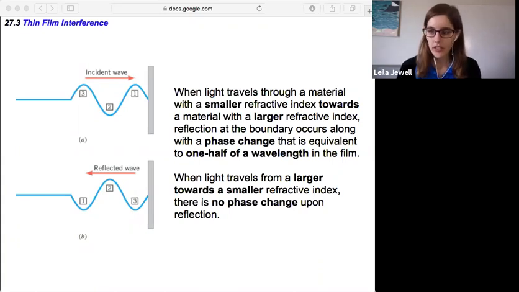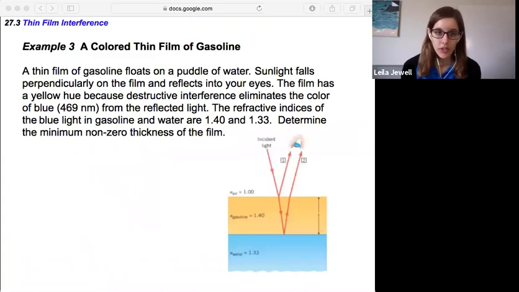So let's look at an example of this. A colored thin film of gasoline. A thin film of gasoline floats on a puddle of water. Sunlight falls perpendicularly on the film and reflects into your eyes. The film has a yellow hue because destructive interference eliminates the color of blue from the reflected light. The refractive indices of the blue light in gasoline and water are 1.4 and 1.33. Determine the minimum non-zero thickness of the film.